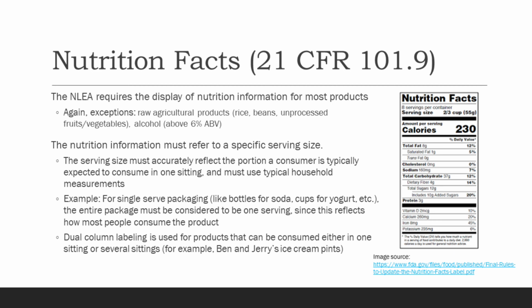If you know for a fact that your product is either consumed partially or completely, so going back to the ice cream example, the pint is meant to be eaten in 3 sittings, but there are people who eat the entire container in one sitting, you would have something called dual column labeling, where you have 2 sets of nutrition facts. On one side, it would be the nutrition facts for the 2/3 of a cup, and then on the other side, it would be for the entire pint. So that is what you must reference in terms of the size when you report the nutrition facts on a product label.